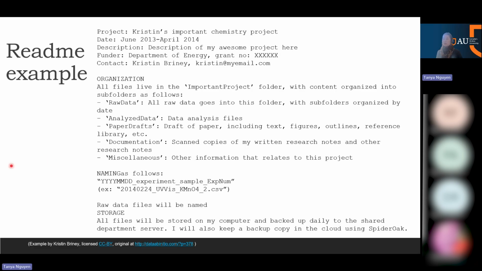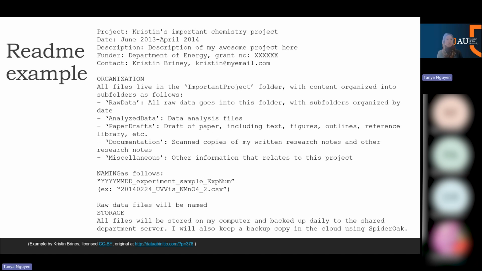Okay, so this is a README example. So what I recommend, if you're setting up folders on your computer, is to create a README file at the top of your directory. But if you have a fairly complex set of folders, you may want to have a README file in each of these top level folders that explains how your folders and files are named.